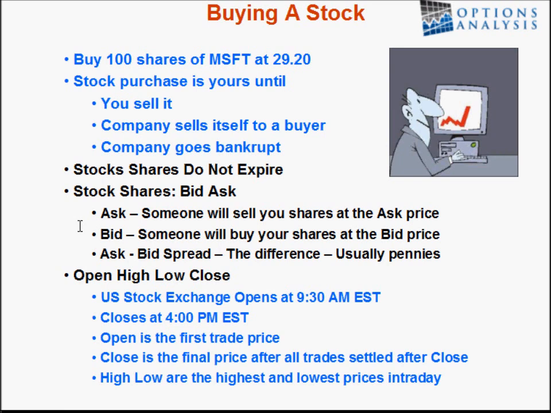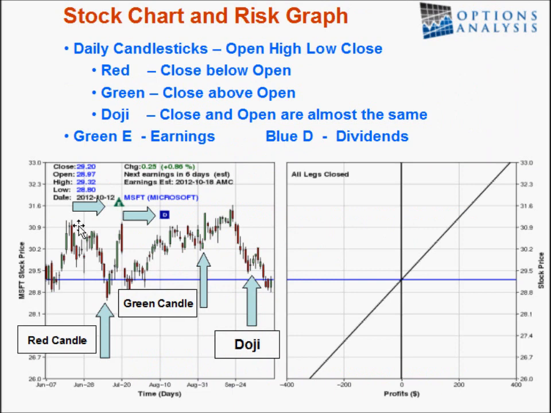These numbers represent what happened to the stock during the trading day: where it started, how high it went, how low it went, and where it closed. You can graph the open, high, low, close of a stock on a stock chart. An example of a stock chart is shown here on the left, for Microsoft. That's what happened in the past.